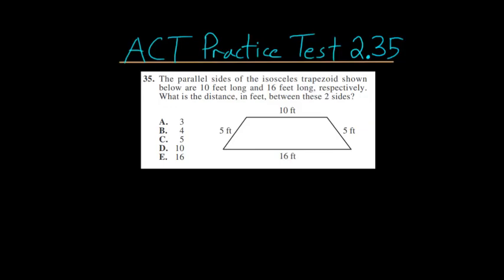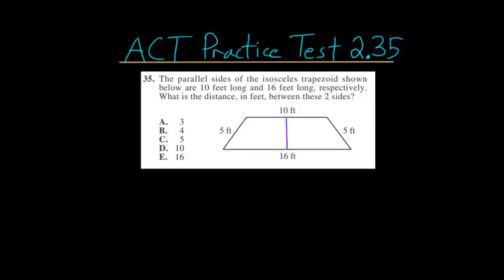For the 35th problem on the second ACT practice test, the parallel sides of the isosceles trapezoid shown below are 10 feet long and 16 feet long, respectively. What is the distance in feet between those two sides? So we need to figure out the distance in feet between this side here, which is 10 feet, and this side here, which is 16 feet. So in other words, we need to figure out what this distance is here.